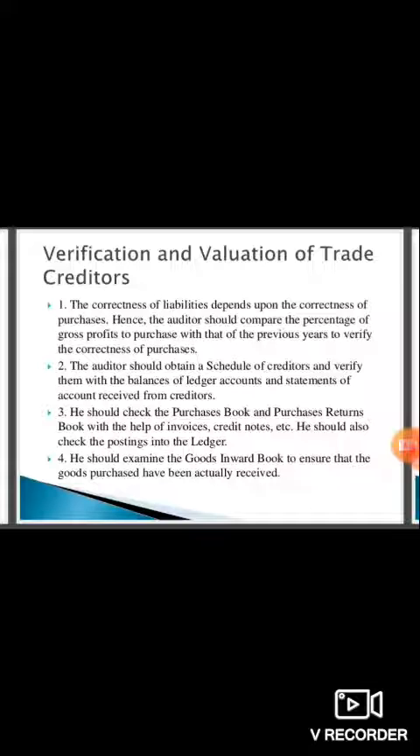And the second thing is that the auditor should obtain a schedule of creditors and verify them with the balances of the ledger account and statements of account received from the creditors. So there could be more than one creditor for the company, so the auditor should take the schedule. That means in the schedule there will be the details of the date on which they have to repay the credit. So by observing those things, whether the company paid the creditors or not is revealed.